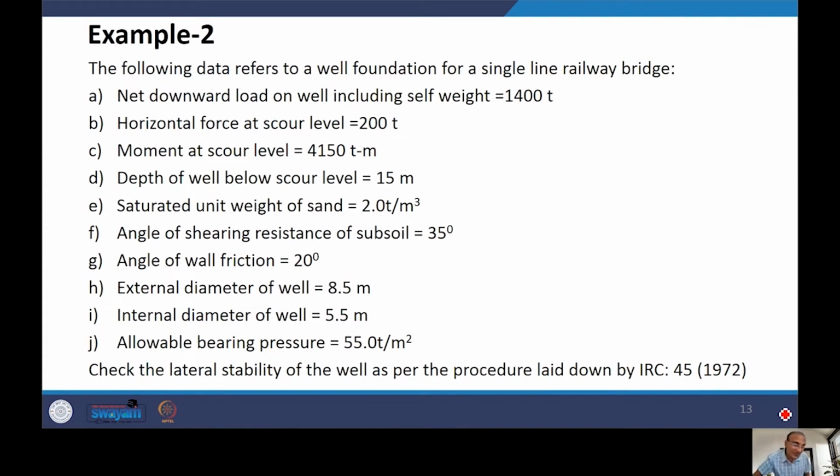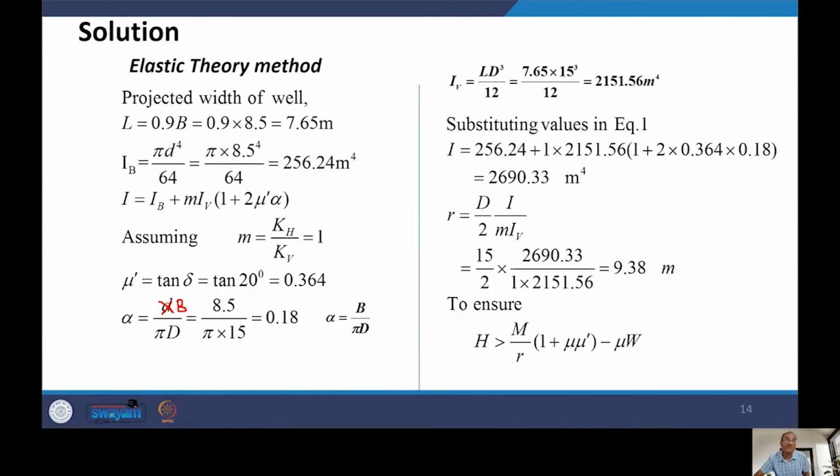Now we need to check the lateral strength of the well as per the procedure laid down by IRC 45, which was published in 1970. So let's understand what the elastic theory method is. In the elastic theory method, you don't allow the yielding.